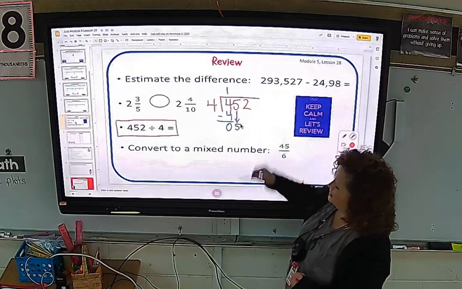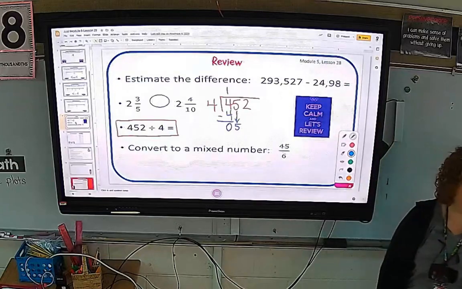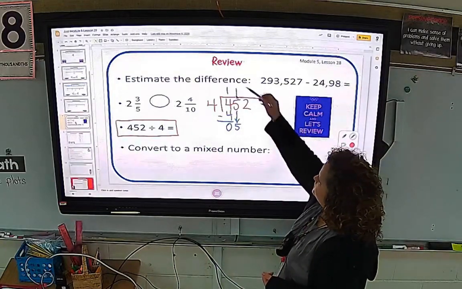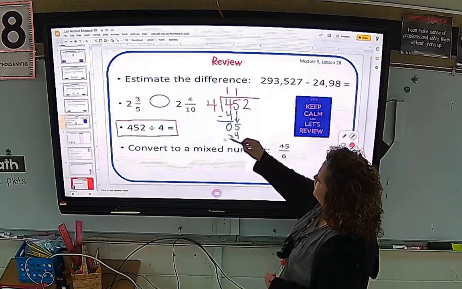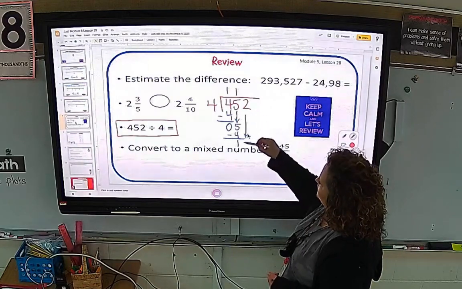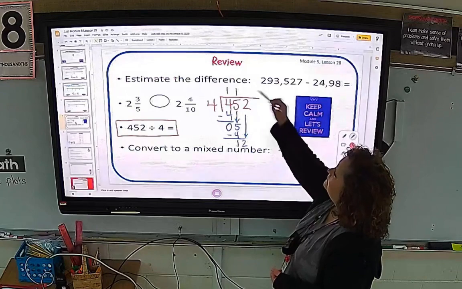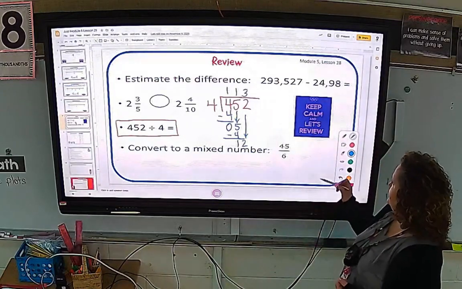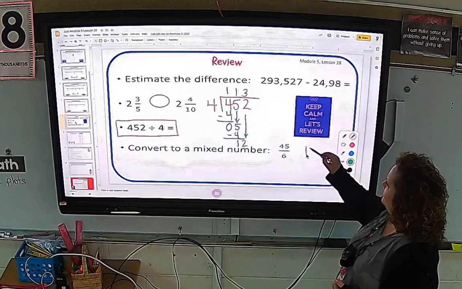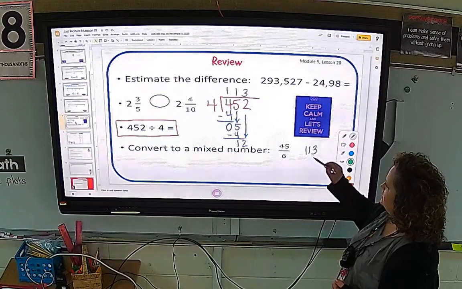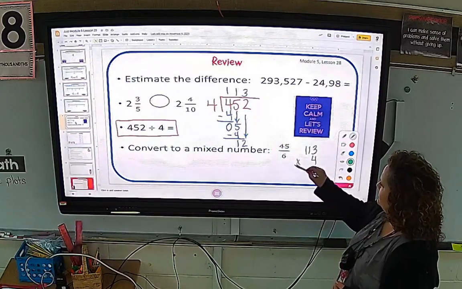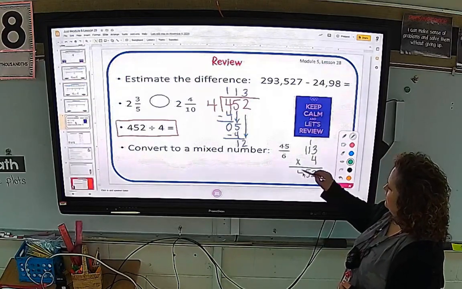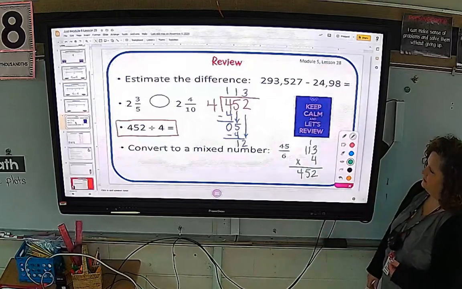This feels like yesterday's problem. How many 4s can we get out of 5? 1. Just 1. Pretty simple. And how many 4s can we get out of 12? Three. So that one was a lot faster than some of our other ones. 113. I'm just going to squish this in here times 4. Yep. That's it.